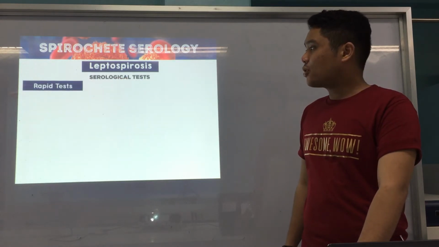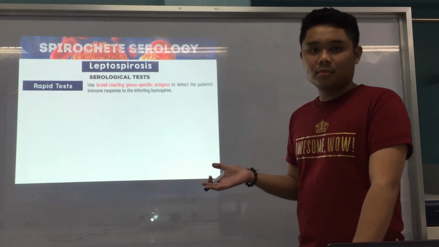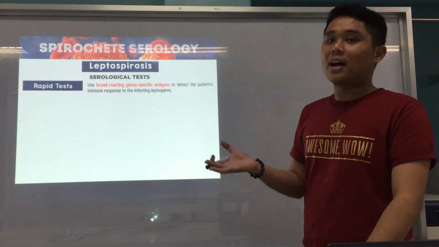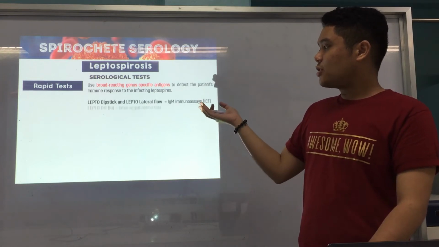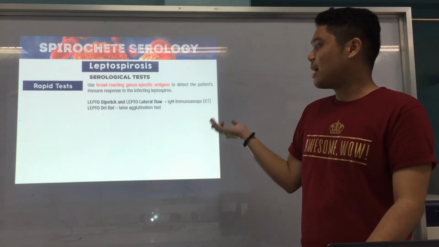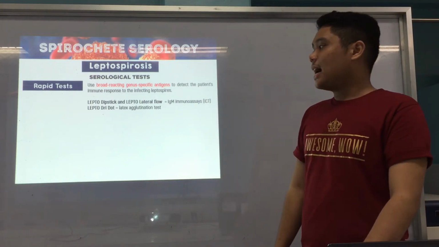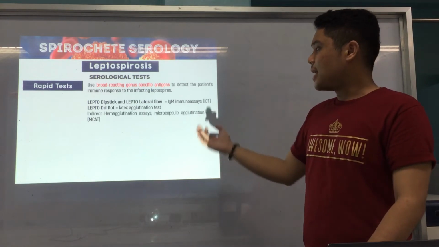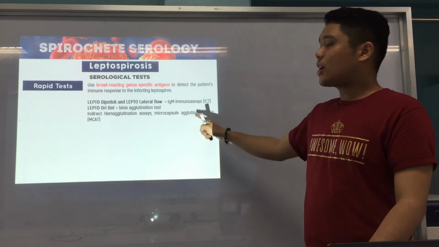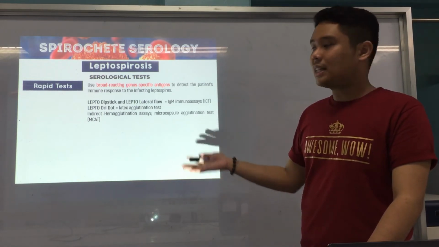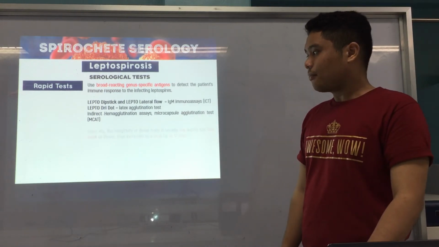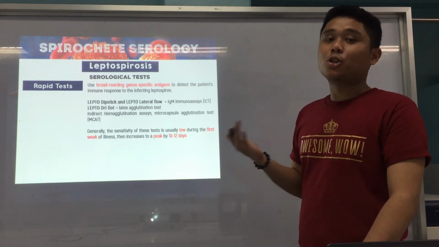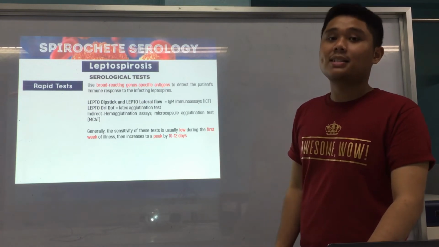So other tests, we also have rapid tests. For rapid tests, again, they're kits. You use broad-reacting, genus-specific antigens to detect a lot of antibodies. The brands include lepto dipstick and lepto lateral flow IgM immunoassays, lepto dry dot, which is a latex agglutination test, and you can also perform indirect hemagglutination assays and the microcapsule agglutination test. The microcapsule agglutination test has the same principle as MAT, but this time it uses microcapsules. Generally, sensitivity is low during the first week of illness and then increases to a peak by about 10 to 12 days, because in the initial stage no antibodies have been produced yet.